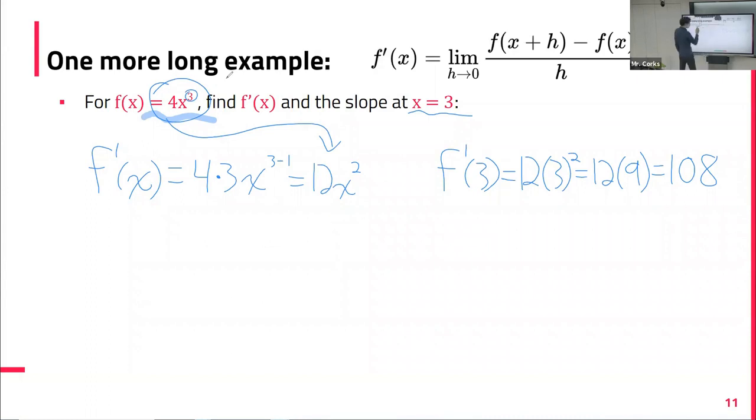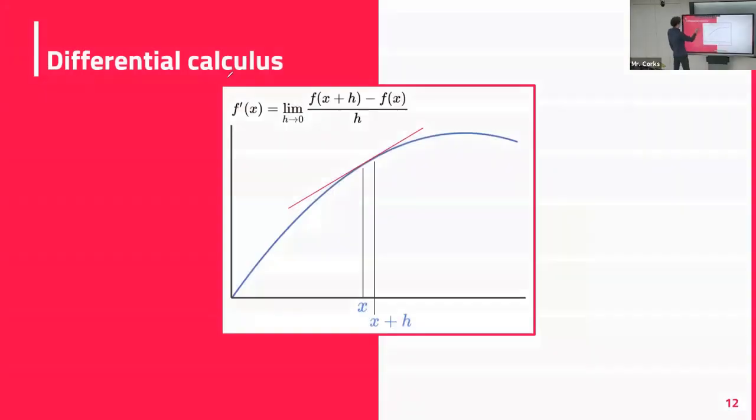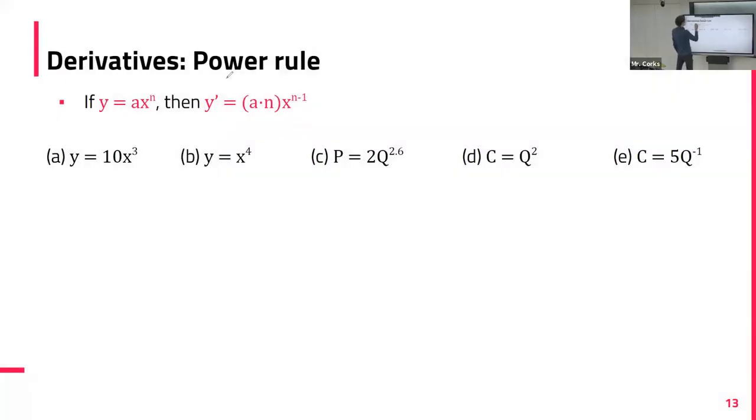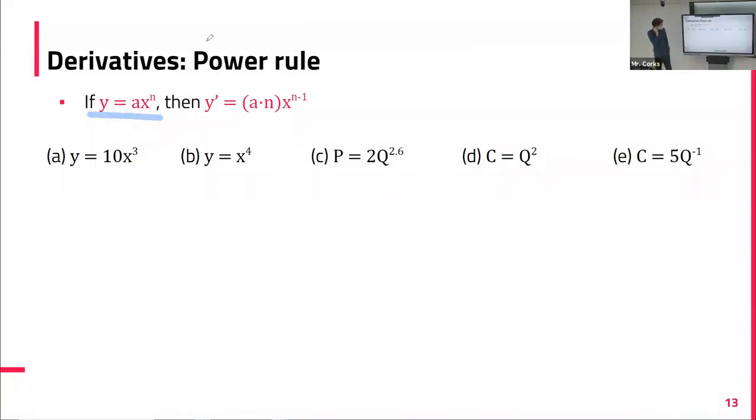Okay. So what we used here is called the power rule. If our original function looks like y equals a x to some exponent n, then our derivative y prime is a times n, the value of the exponent, and then you just subtract 1 from the exponent. That's it. So we spent an entire class last time just getting to that little shortcut rule.